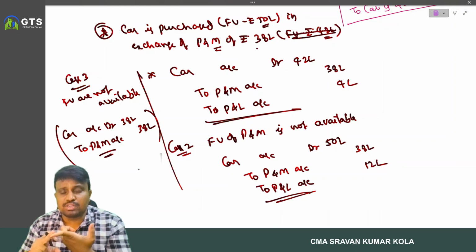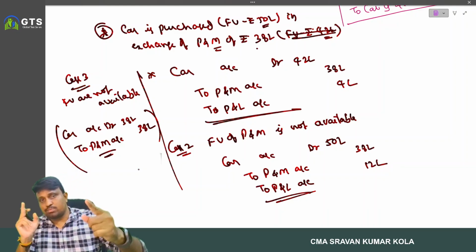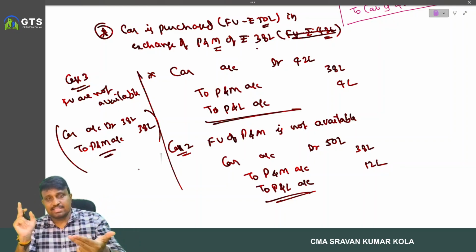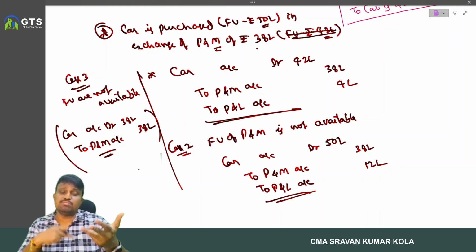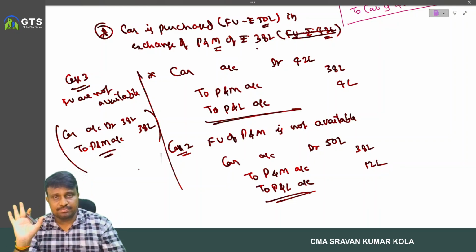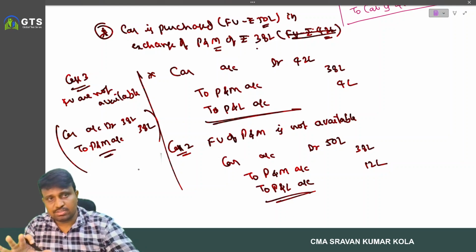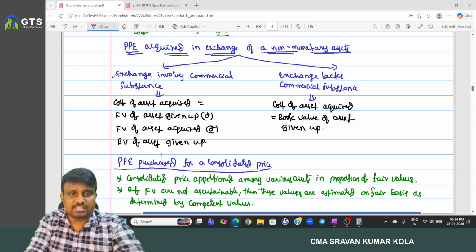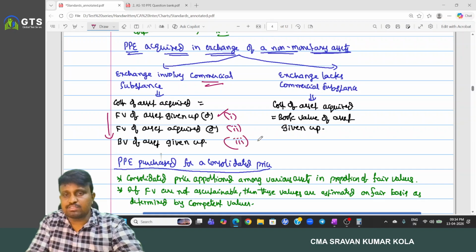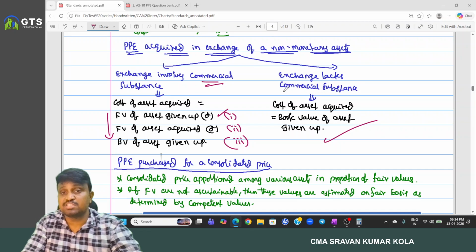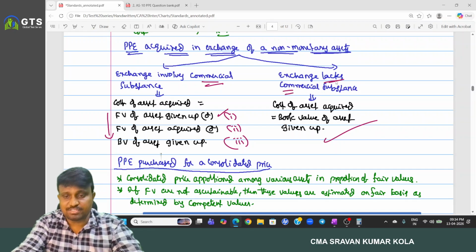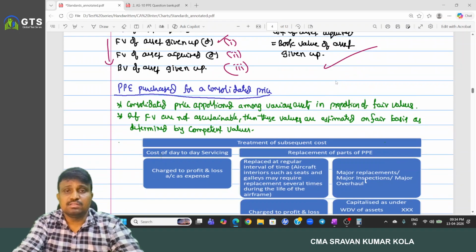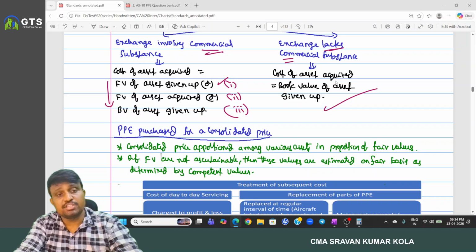If commercial substance involved, fair value of asset given up is the first option. Fair value of asset acquired is the second option. If both fair values are not available, book value of asset given up is the third option. Okay, I hope you understood. And here, if the PPE is acquired in exchange of non-monetary asset, and the exchange involves commercial substance, this is the order: fair value of asset given up, fair value of asset acquired, and book value of asset given up. Otherwise, if it lacks commercial substance, book value of asset given up. Okay, then these are the things we have relating to the initial recognition.